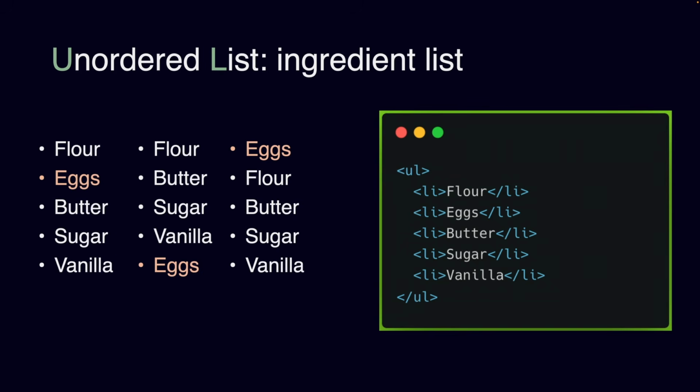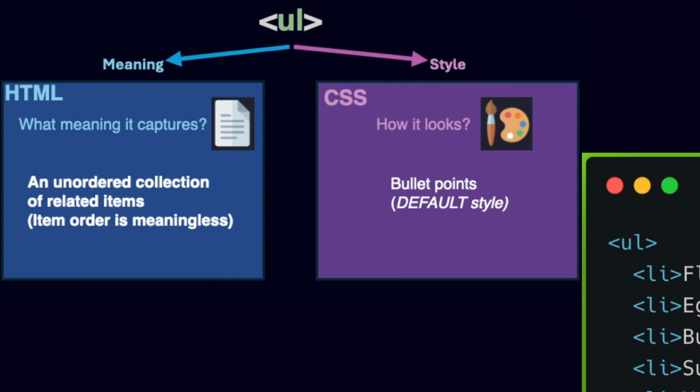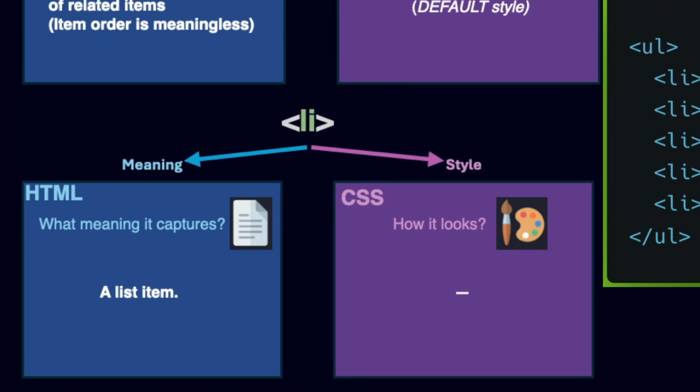Here's how we capture the unordered list in HTML. Let's take a closer look. I have the UL element, which stands for unordered list. It is an unordered collection of related items. Here the order of items is meaningless, and its default style is to put bullet points before each item. Then inside that element, we have each item captured as an LI. LI stands for list item, and that element captures a list item.